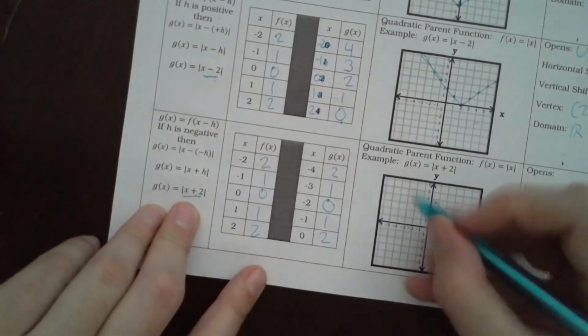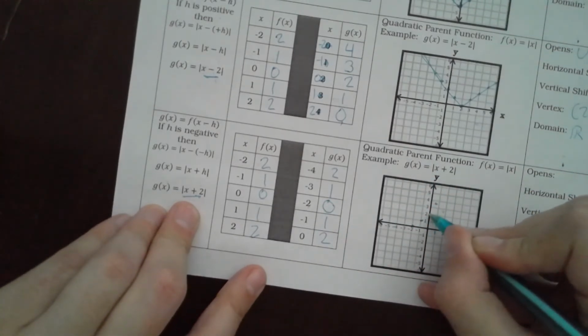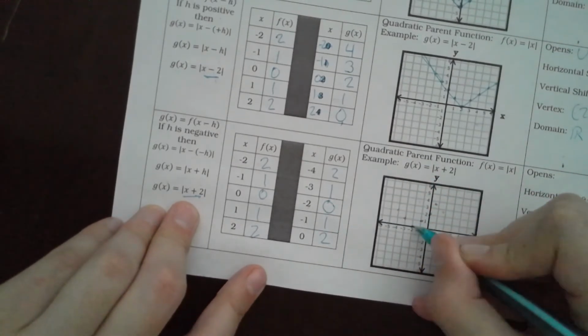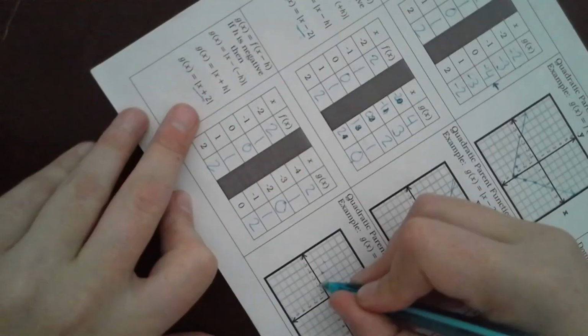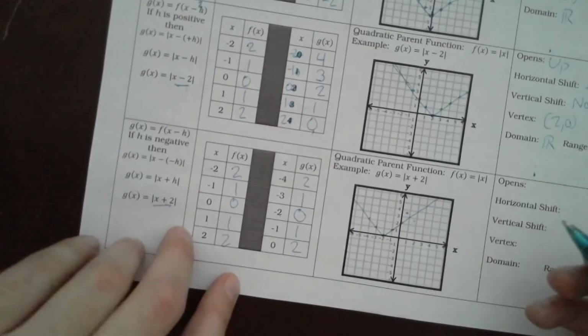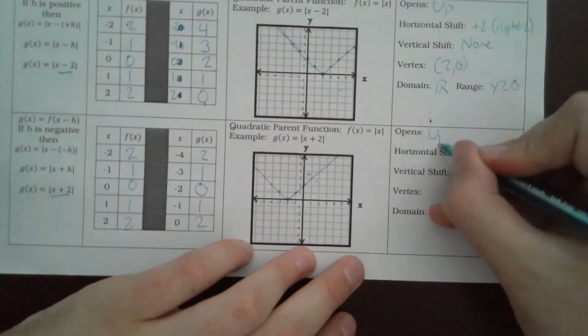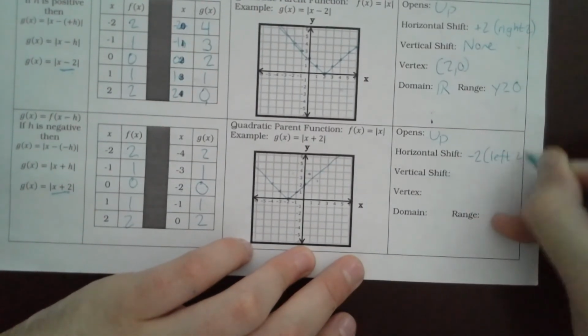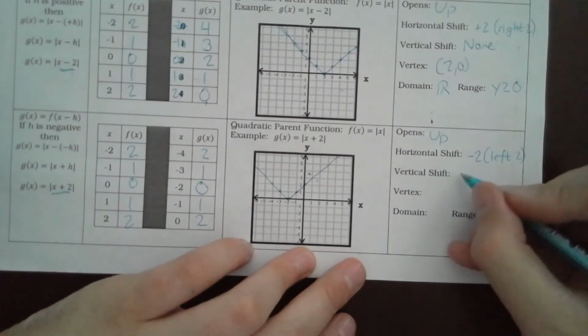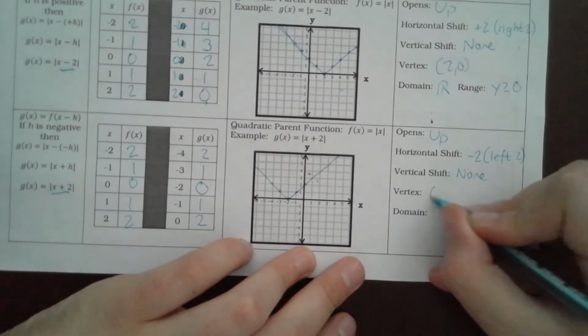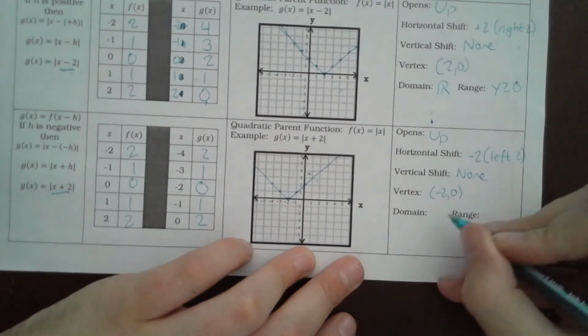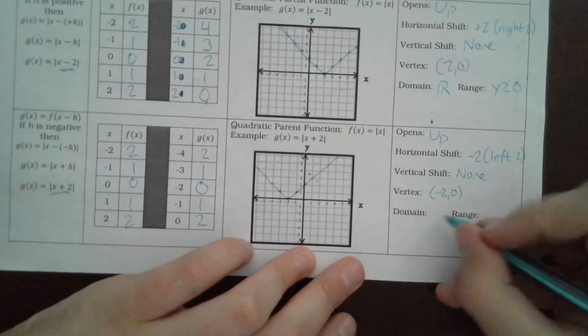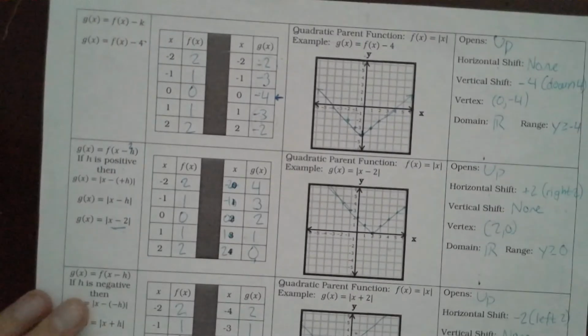So now our vertex is at negative 2. We're just going to pop these in there. It's going to look like that. So now all we did was go minus 2, left 2. Vertical shift none, vertex negative 2, 0, domain still the same, range still the same.